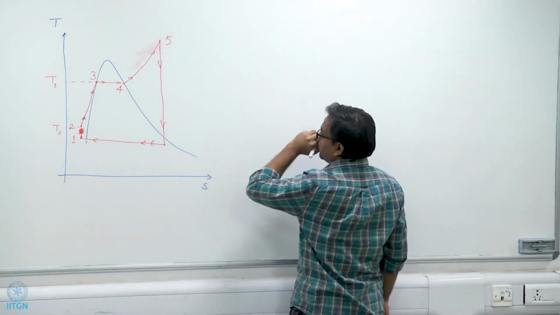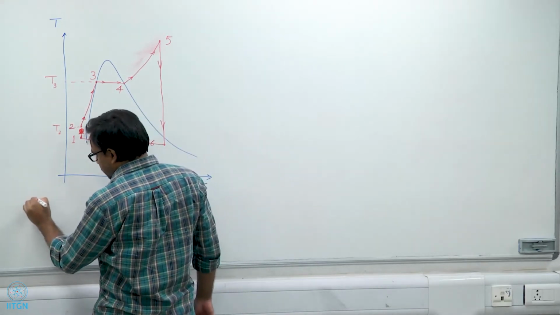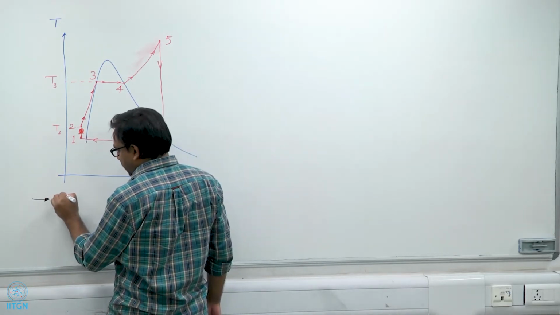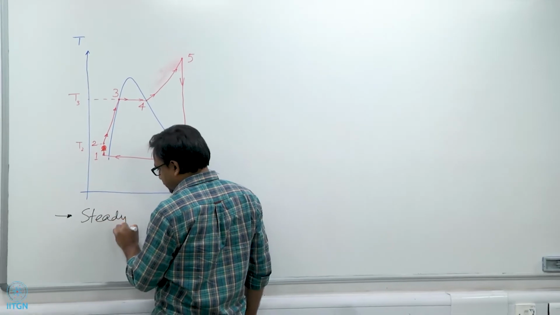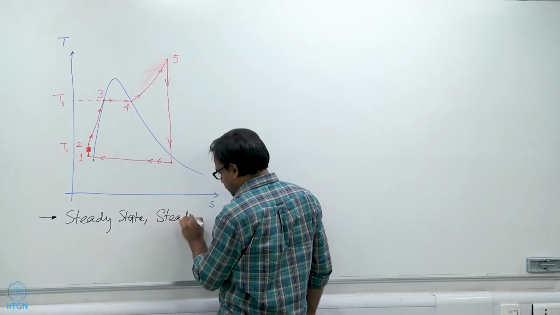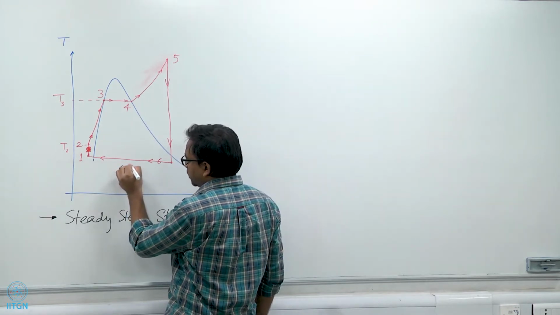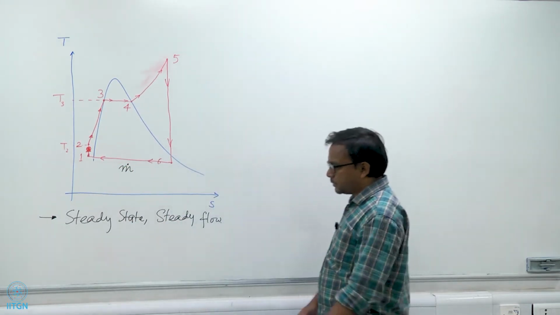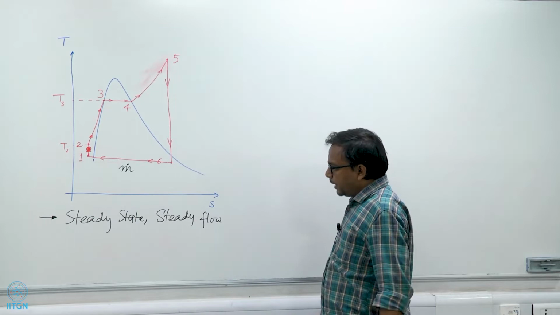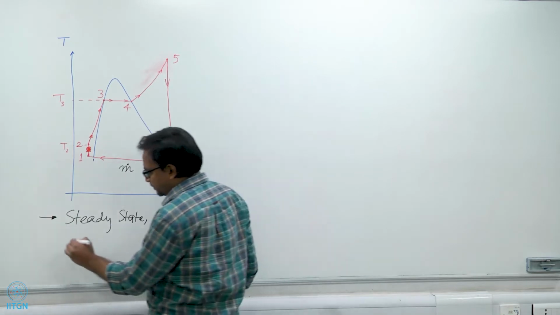Okay. So, before I move any further, let me also point out some of the assumptions. The main assumption that we take here is that this power plant is operating at steady state and steady flow. So, the mass flow rate of the steam or water, depending on the phase it is in, we will assume to be m dot, and that m dot is constant, it is not changing with time, and all the devices in the cycle are operating at steady flow condition.